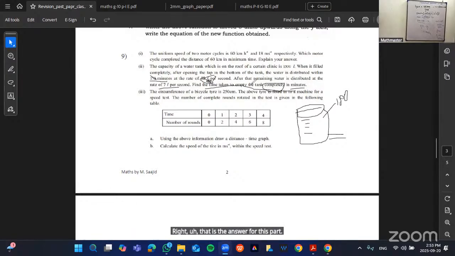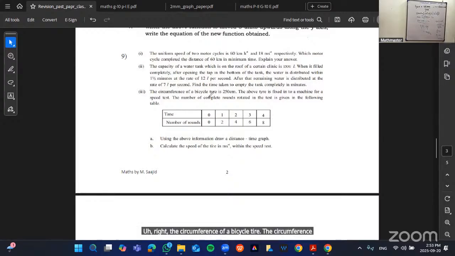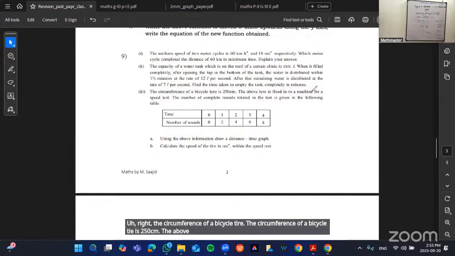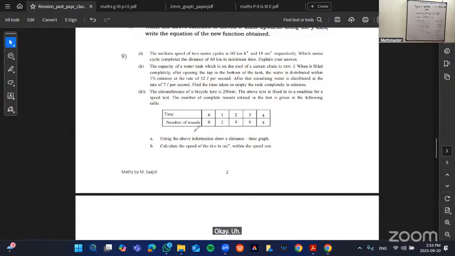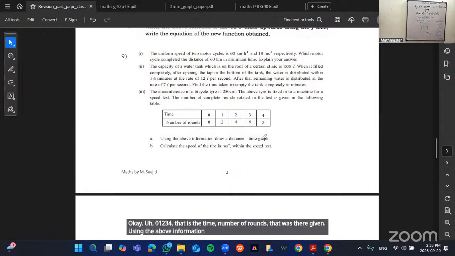Then let's go for Roman number 3. The circumference of a bicycle tire is 250 centimeters. The tire is fixed to a machine for a speed test. The number of complete rounds, 0, 1, 2, 3, 4, that is the number of rounds that was given. Using the above information, draw a distance time graph.